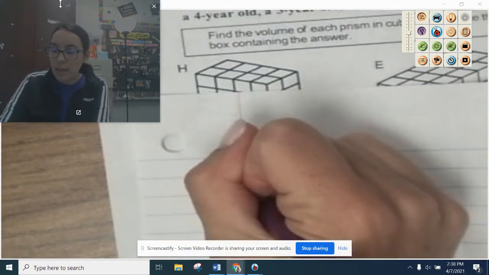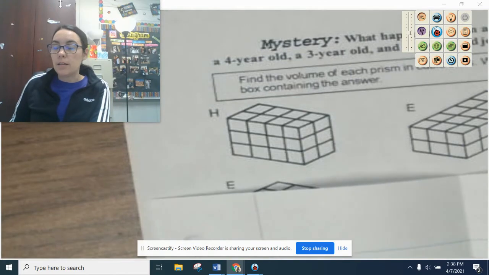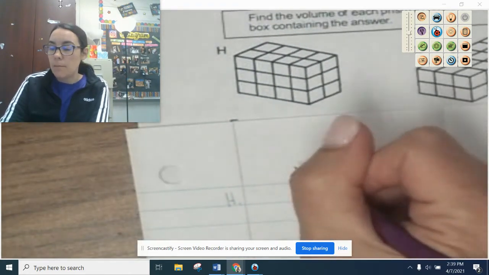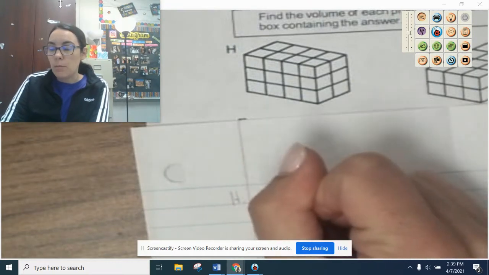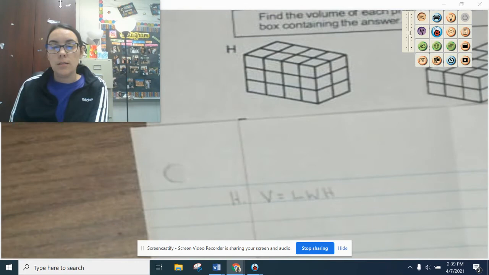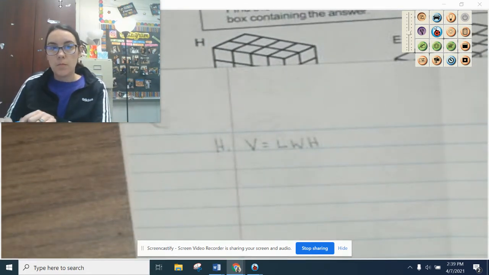Okay, so I'm going to put H up here. Either you need to write volume equals length times width up here at the top, or you can write it on each problem. So volume equals length times width times your height. Here, I'll write with blue so you can see it a little better.